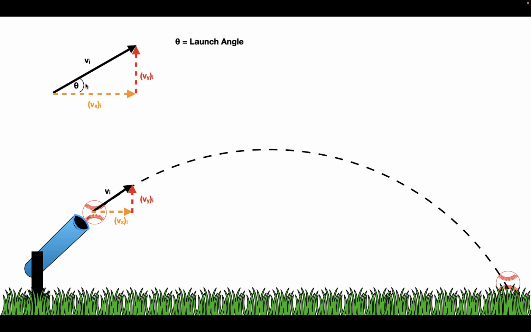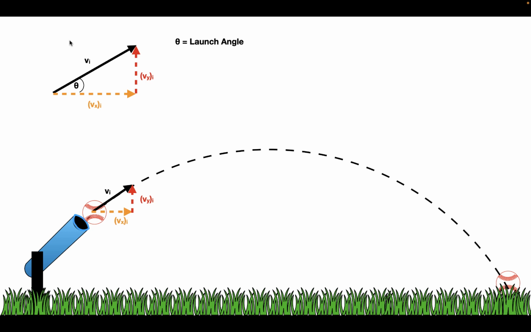When we blow up this figure, we can see that we have a few things here. The first thing is that in order to calculate the initial velocity in the x direction and the initial velocity in the y direction, we need to know what theta is, or the launch angle. And we also need to know what the initial velocity is.